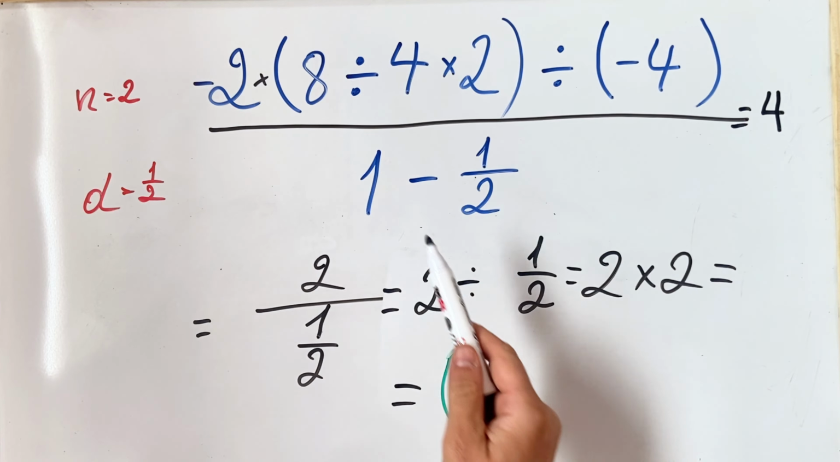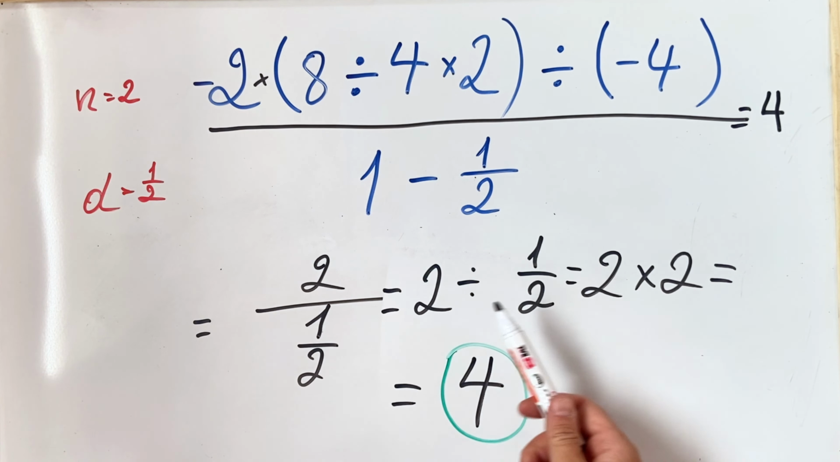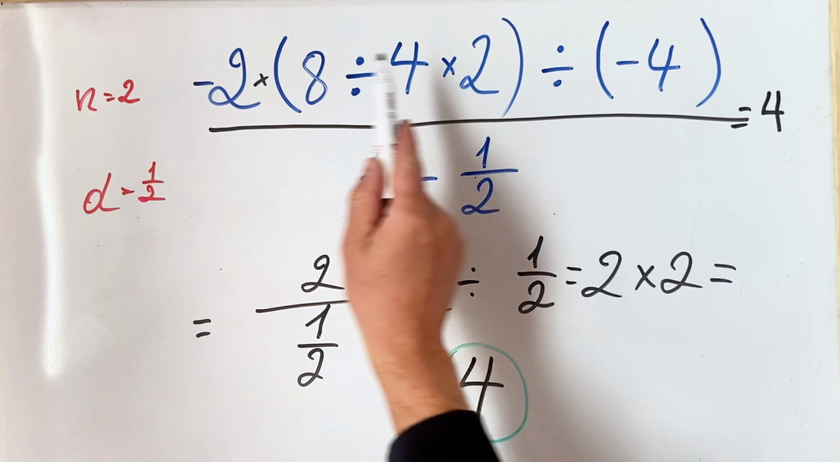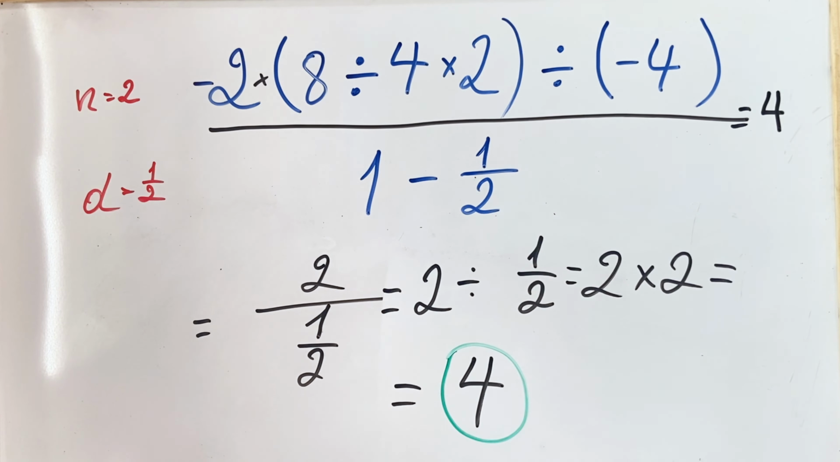People usually get lost in the negatives or forget to flip the fraction here. So the secret is to do one step at a time. First decode the numerator, then decode the denominator, and keep track of all your signs.